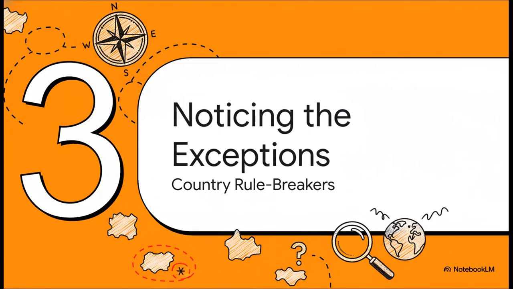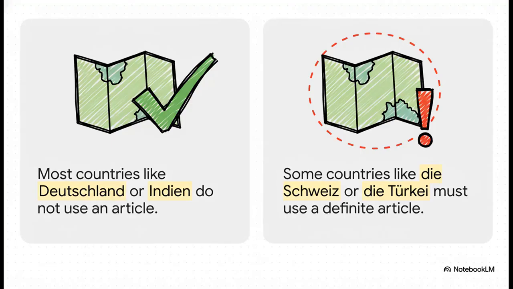Now, like any good map, there are always a few spots with some special notations. When we're talking about countries, most of them are really straightforward, but there are a few key places that have their own grammar rules you just have to know. This slide just lays it out perfectly. Over on the left, you've got almost all the countries, like Deutschland or Indien. You just say their name, that's it. But on the right, that's the special list. For these countries, like die Schweiz or die Türkei, you absolutely have to include the article. It seems like a small detail, I know, but it's one of those things that makes your German sound so much more natural and correct.